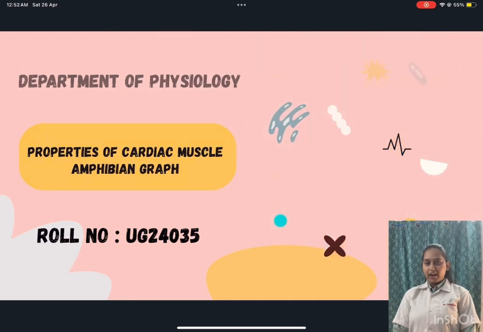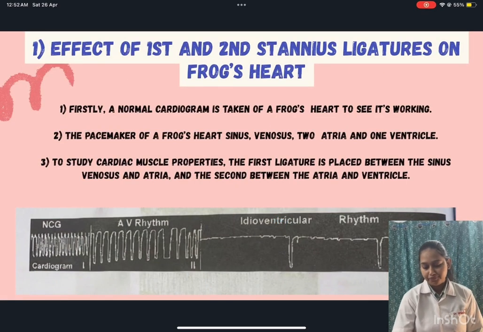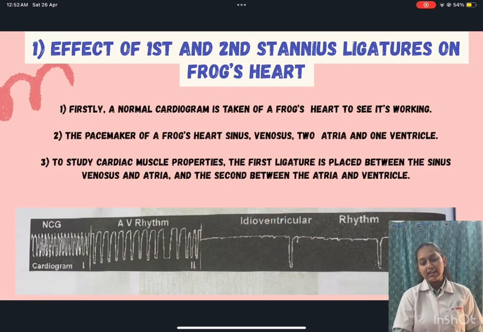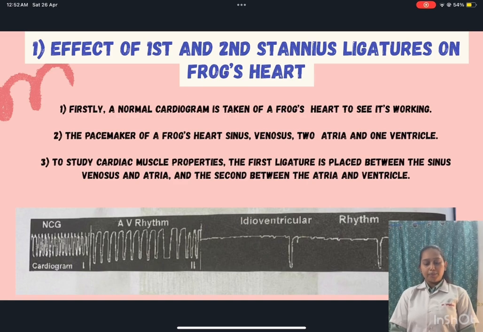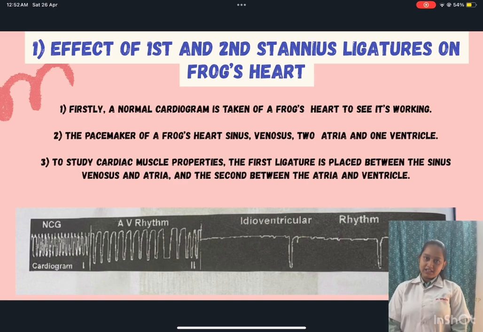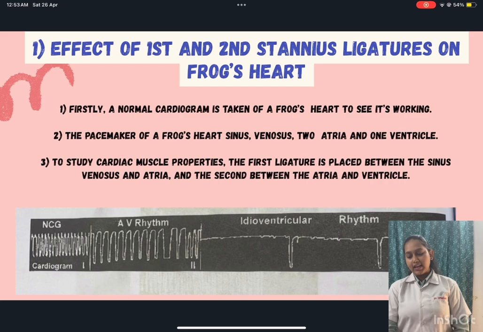The topic is properties of cardiac muscle, amphibian graph. First, the effect of first and second Stannius ligatures on the frog's heart. Firstly, a normal cardiogram is taken for a frog's heart to see if it's working appropriately. The pacemaker of a frog's heart is the sinus venosus. It has two atria and one ventricle.